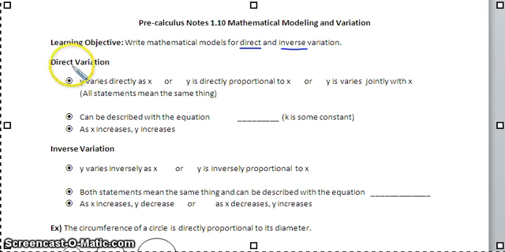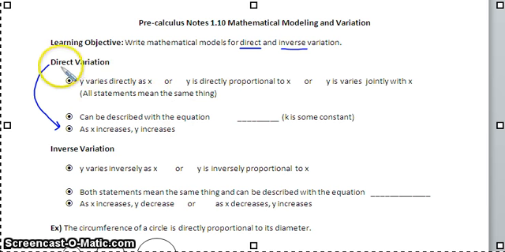When we are dealing with a direct variation equation, essentially what that means is that as x increases, so does y. On the other hand, if x is decreasing, so will y. It's called direct variation because it's changing the same way. They're either both increasing or both decreasing.